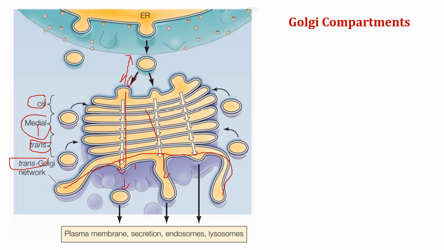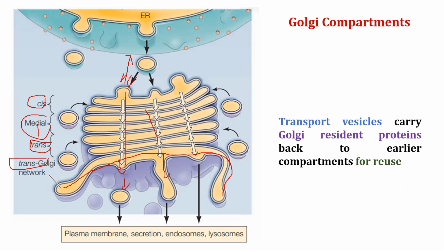Next is the transport vesicle. You can see this is the transport vesicle. They carry the Golgi resident proteins. Likewise, the ER also has resident proteins, such as chaperones and disulfide isomerase, which are important for protein modification. They are also transported back by the retrieval pathway to the early compartment for reuse.